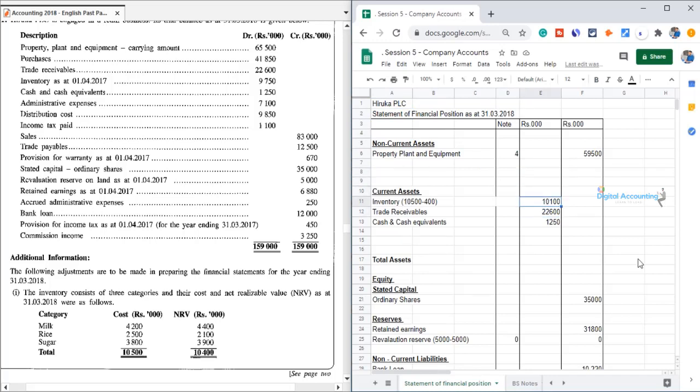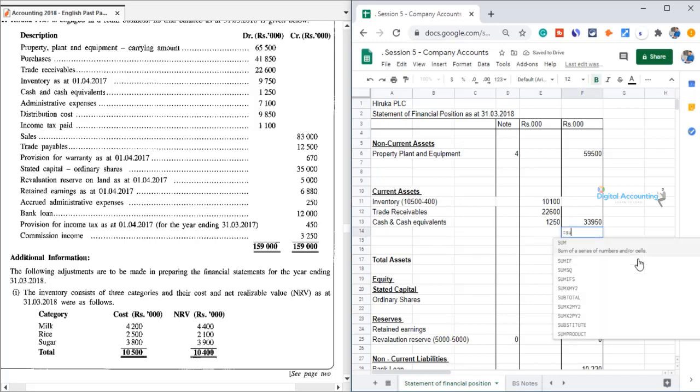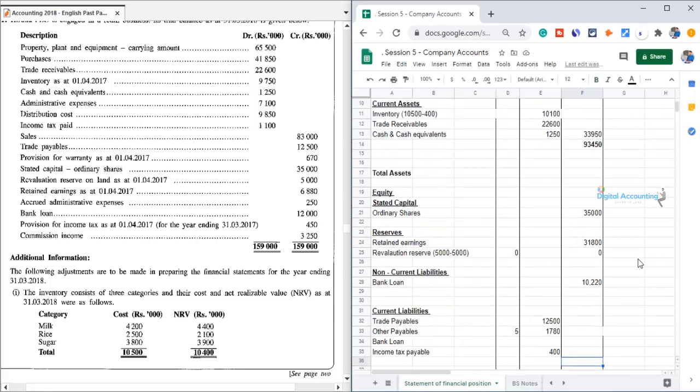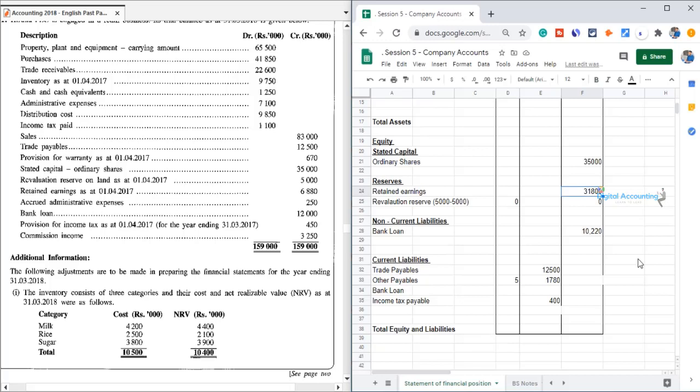And inventory, we have done with that one. Trade receivables, cash and cash equivalents. So the total current asset is 33,950. So the total asset amount is 93,450. So it should tally with the total liabilities and equity. So retained earnings is 31,800. Revaluation reserves is 0. The bank loan is 10,220. And we have a trade payable 12,500. And other payable 1,080. It should be under bank loan 1,780, the current portion.